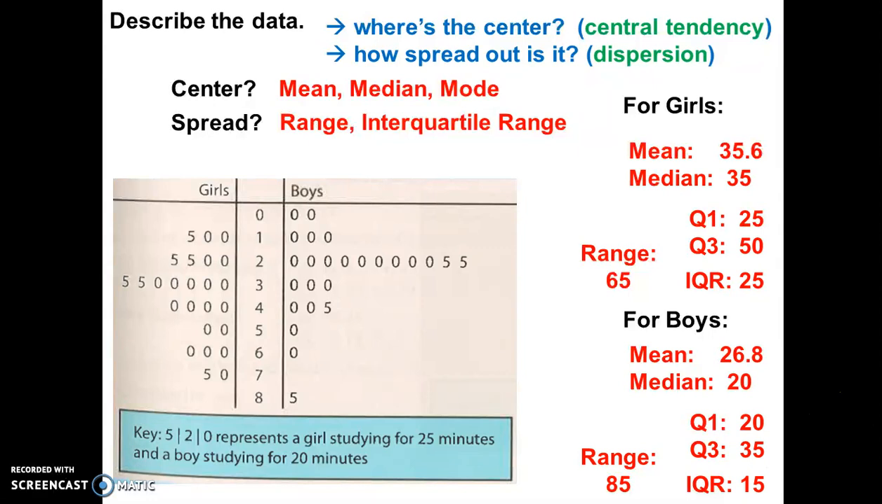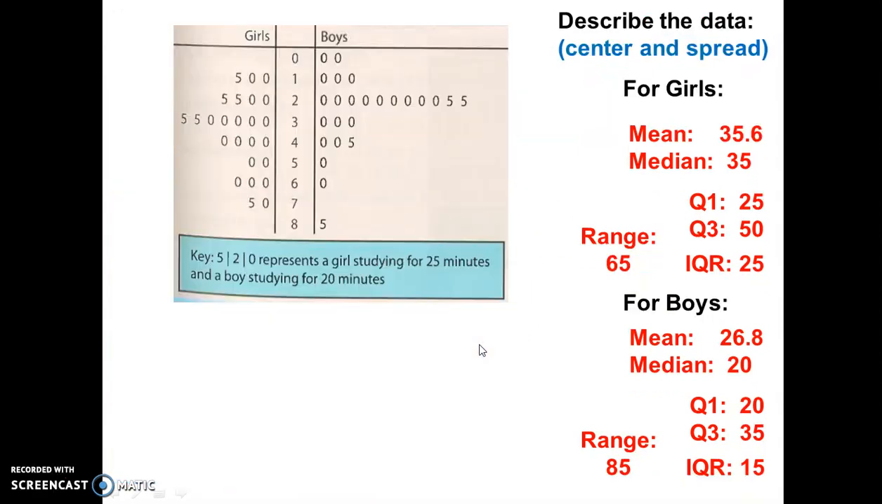All right, there's some interesting things we can do with this now. Let's finish this up. We've described the data using descriptive statistics, and I have all the statistics here for us. Now we're going to compare the data. I'm just going to ask you one question: which group in general spends more time studying? Back it up with a statistic.